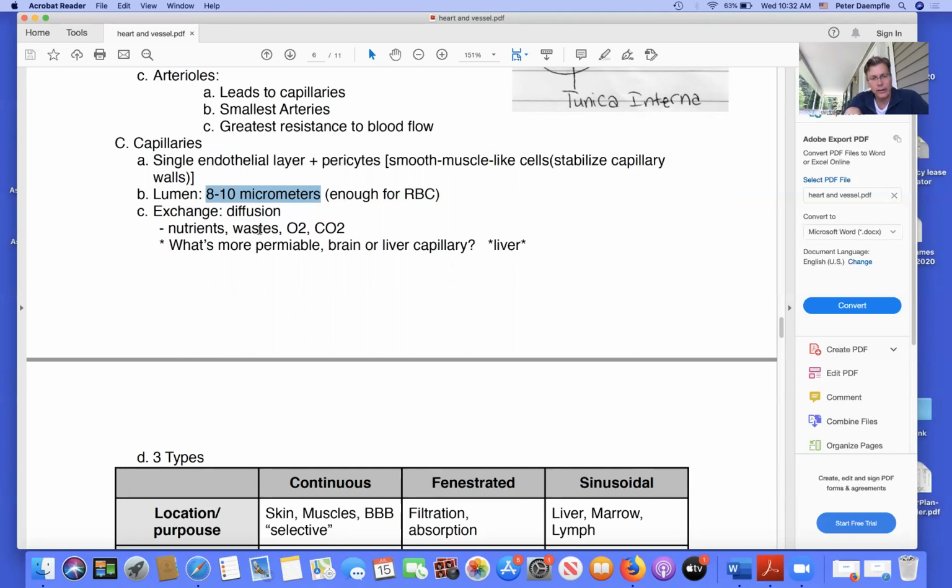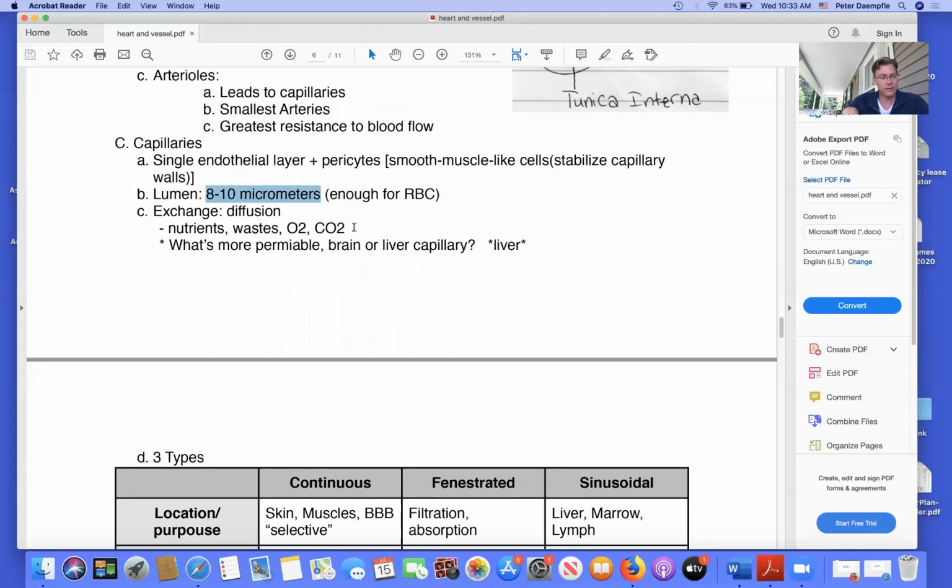Nutrients, wastes, oxygen, and carbon dioxide. All these things are constantly exchanged. And let me just say, they have to be exchanged constantly in order to allow cells to live. You have to constantly get them oxygen, and you don't want to accumulate waste or they'll die. As we stated earlier, after 4 minutes, a cell dies without oxygen. So this is some serious stuff.